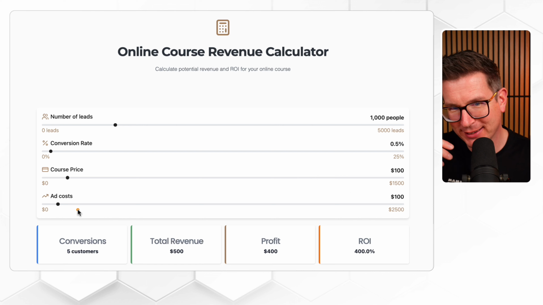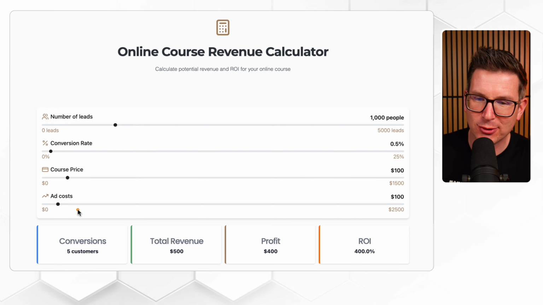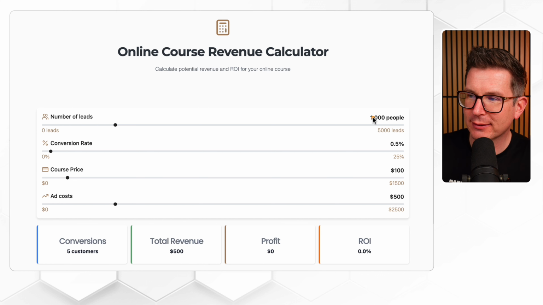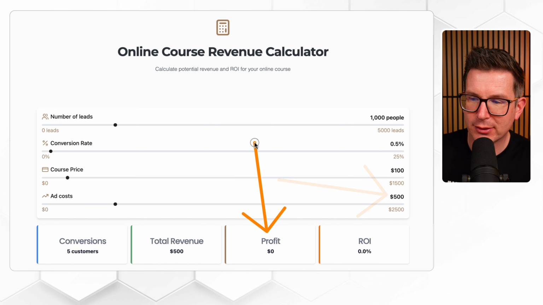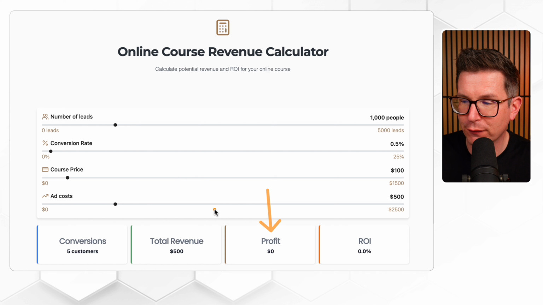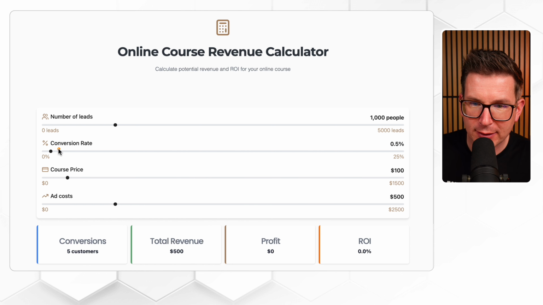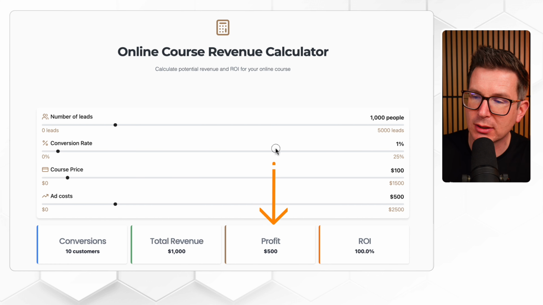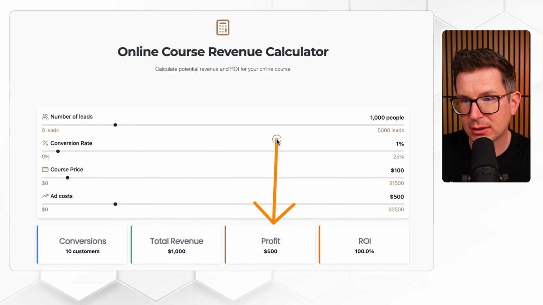But let's see what happens. Let's say that you're spending $500. So you can actually spend $500 here and still make those sales, but right now there's no profit. So you got revenue of $500, but there's no profit. So you can see that depending on the conversion rate, maybe you can bump this to 1%, and all of a sudden you make $500 in profit.